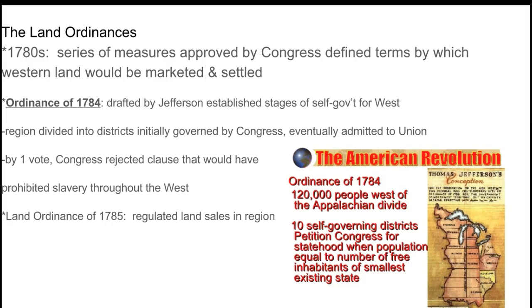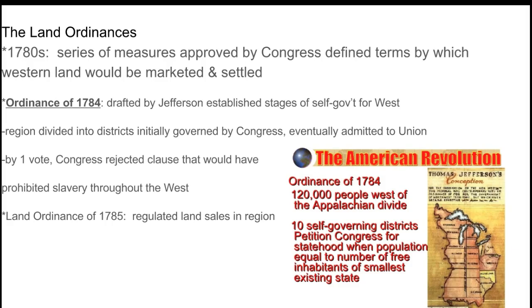They had only one vote that Congress rejected this move that would have prohibited slavery in the West. If they had had one more vote, it would have solved a whole lot of problems. So you think about, one vote. When you think that one vote doesn't count, one vote very definitely counts.